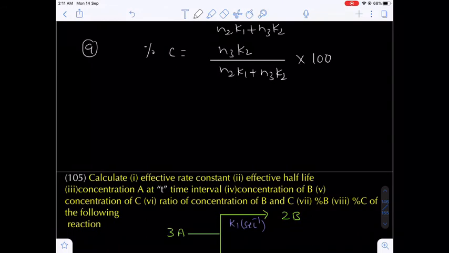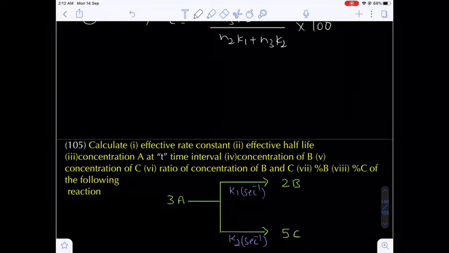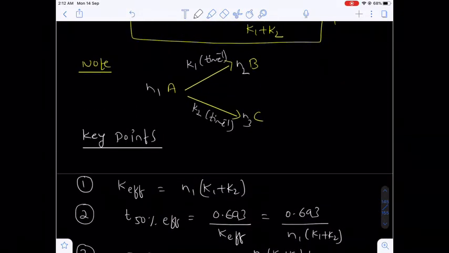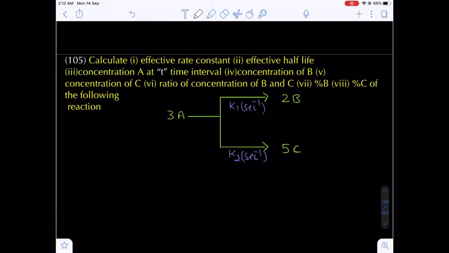Question number 105. In question number 105, calculate the effective rate constant, effective half-life, concentration of reactant A at a time interval T, concentration of product B at a time interval T, concentration of product C at a time interval T, the ratio of the concentration of B and C, percentage of B and percentage of C. Just now I explained all these formulae. Here just take the N1 value, N2 value, N3 value. Are you getting my point?